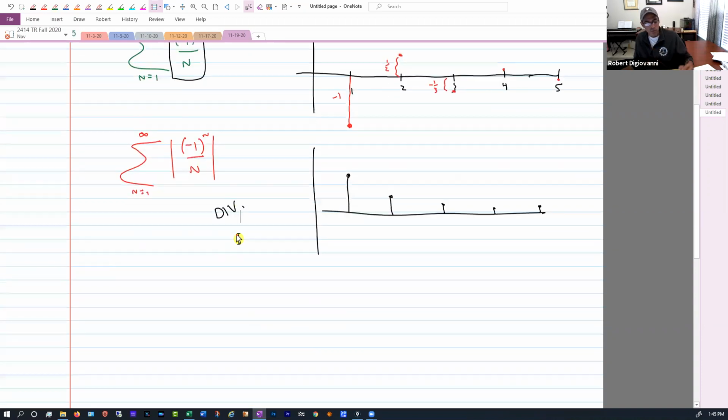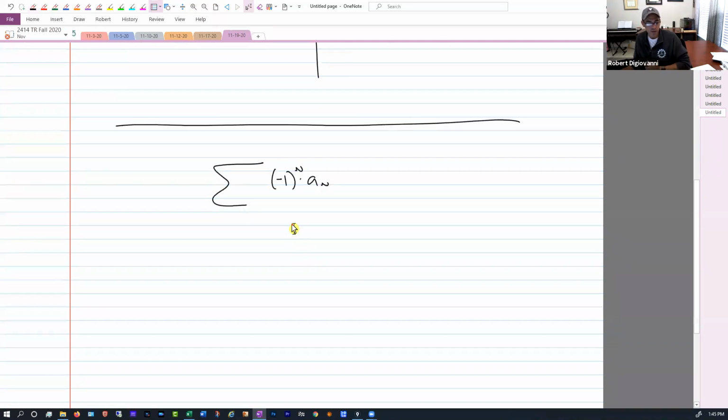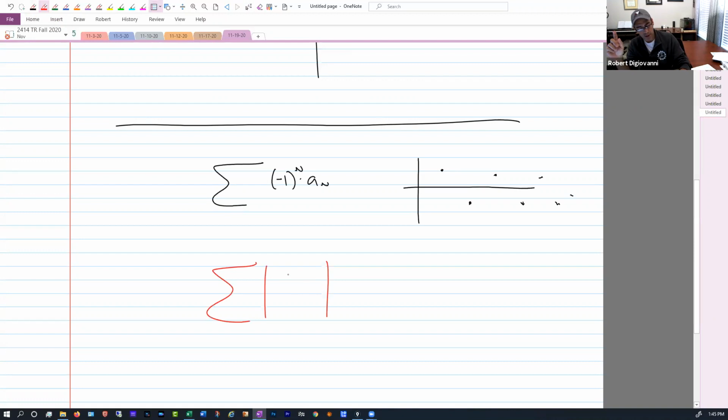So when you're given a series that alternates, that picture is going to look something like this. It's going to be top, bottom, top, bottom, top, bottom. To say that it converges absolutely means that when you look at the absolute value of that series, it's all of those same points, but all positive, right, Minato?